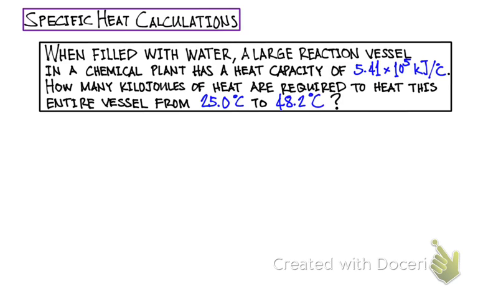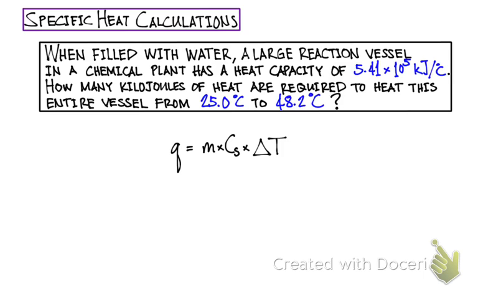Here's another example. When filled with water, a large reaction vessel in a chemical plant has a heat capacity of 5.41 times 10 to the 5th kilojoules per degree Celsius. How many kilojoules of heat are required to heat this entire vessel from 25 degrees Celsius to 48.2 degrees Celsius?